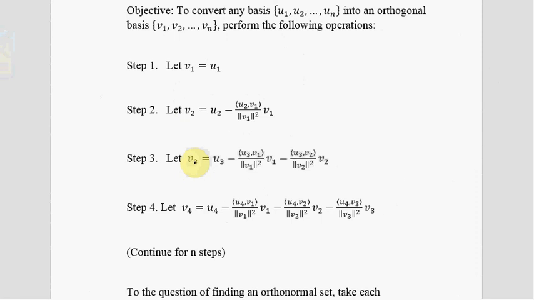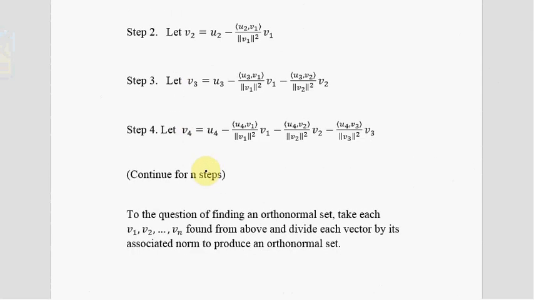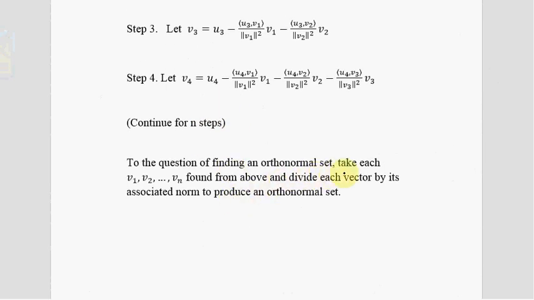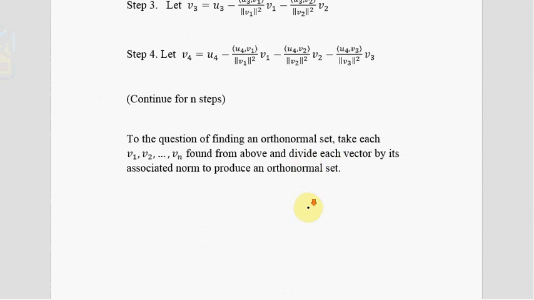Right. And step 4, I'm only going to give you U1, U2, and U3, so you don't have to worry about anything beyond step number 3. You see how long that process would be if it's in steps. The neat thing about computer programming is that you figure out the summation for 1, and then you let n go from 1 to k or whatever it may be. To find an orthonormal set, take each v1 to v sub n found from above and divide each vector by its associated norm to produce the orthonormal set.